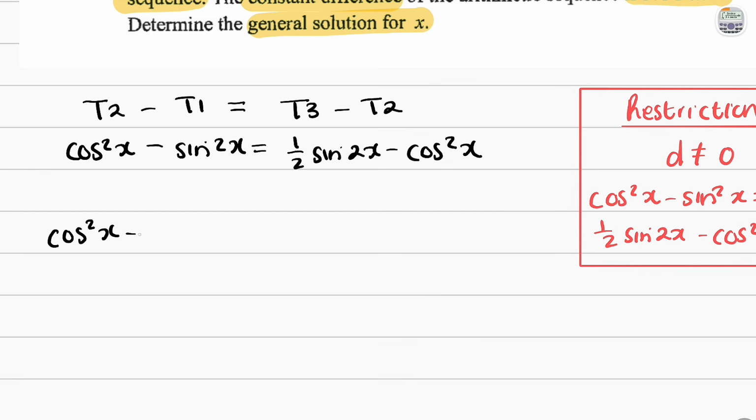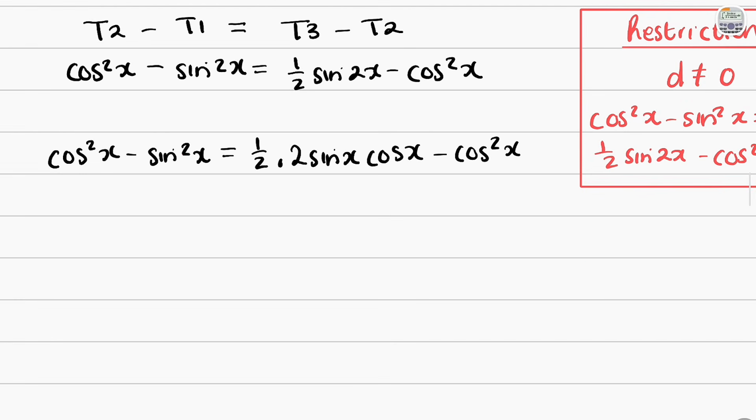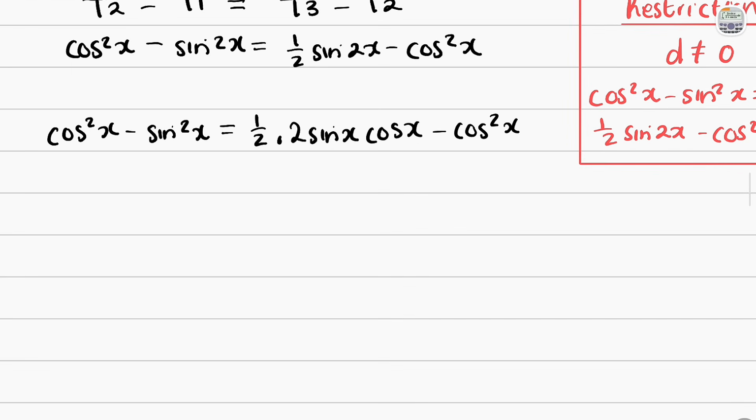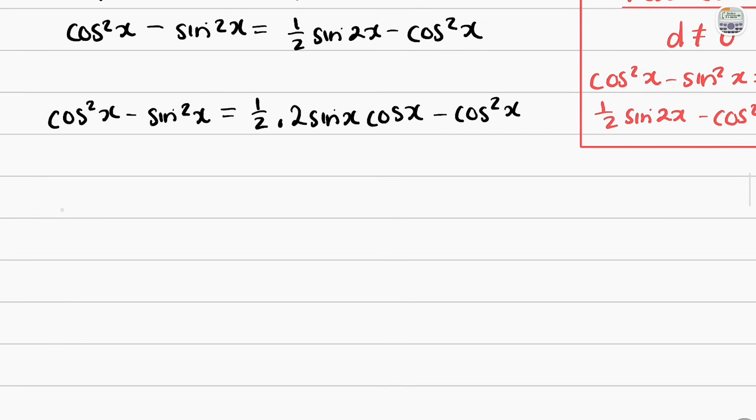We have cos squared x minus sine squared x, and then is equal to, this is a half, and this is sine 2x. We can use the double angle identity for this, which is 2 sine x cos x, and then minus, of course, cos squared x, which I feel like I should have just taken over at this point. Okay, let's go ahead and start transposing. So we have a cos squared x.